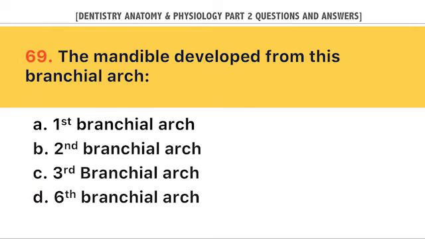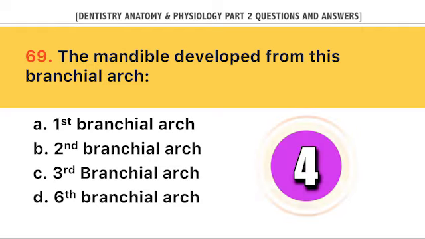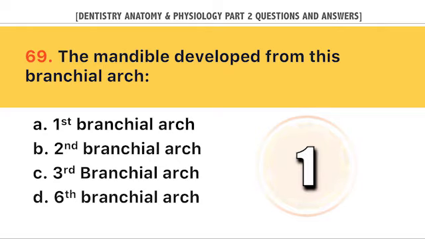The mandible developed from this branchial arch. A. First branchial arch, B. Second branchial arch, C. Third branchial arch, D. Sixth branchial arch. Answer A. First branchial arch.